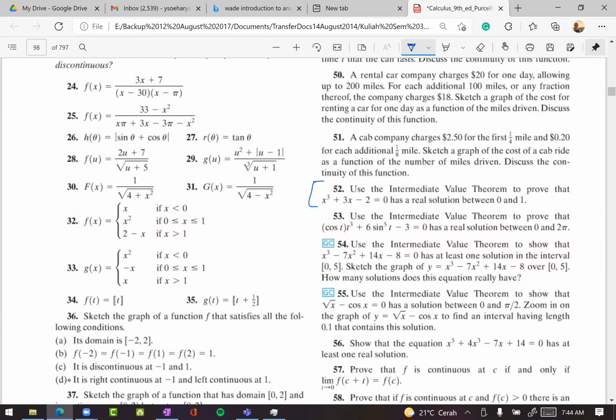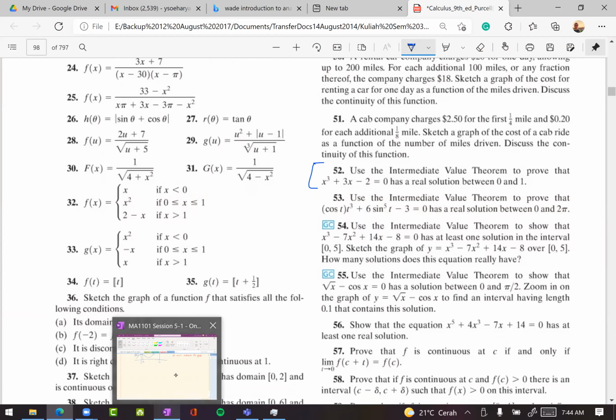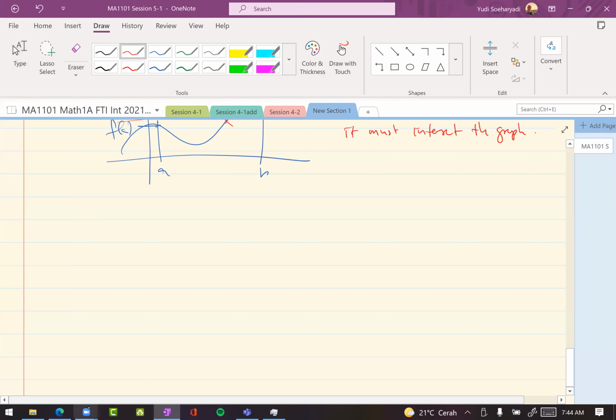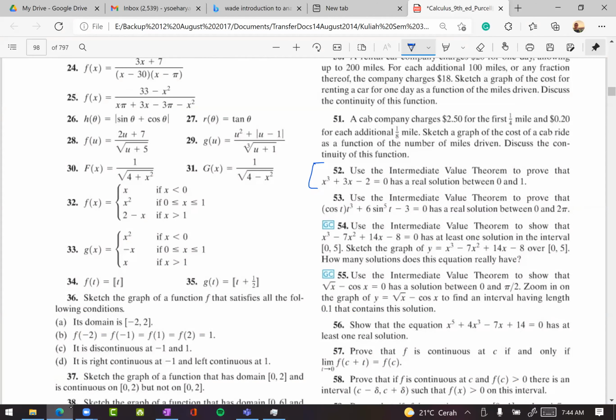Use an intermediate value to prove that there is a real solution between 0 and 1. And I would add something else here. Let's see, x cubed plus 3x minus 2, which is 0. Let's do this one.